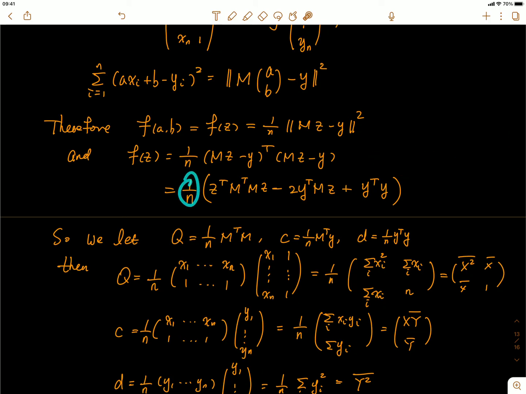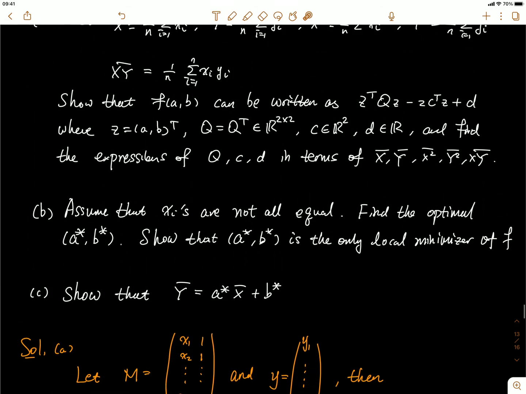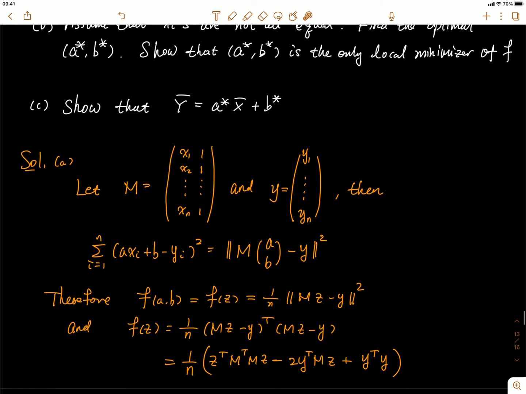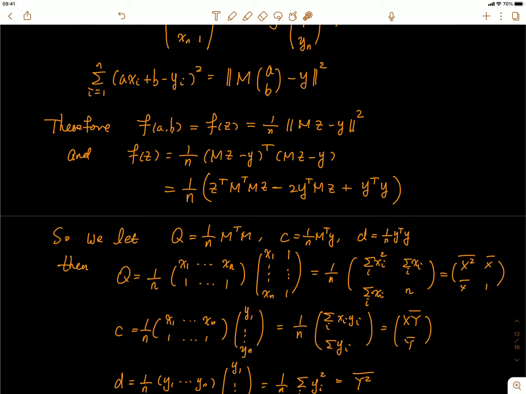So that's my Q, including the negative. This part will be my c, or I should say c transpose. And this times this should be the constant term d. I think they have the negative sign in c, so we remove the negative 2 part from the c, so that's our c. That's the d, and that is our Q.